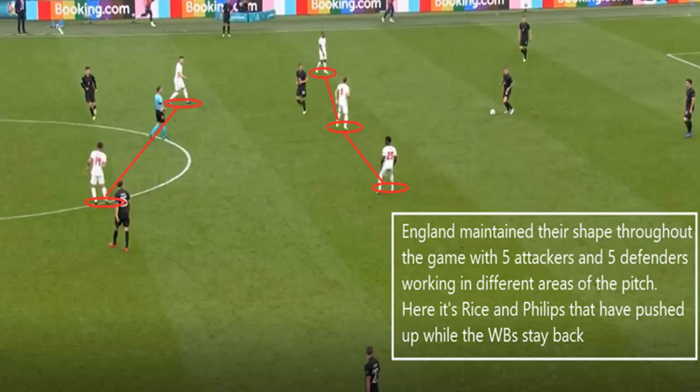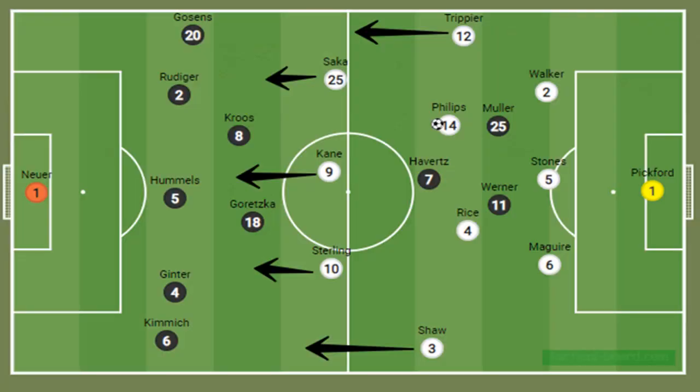England maintained their shape throughout the game with 5 attackers and 5 defenders working in different areas of the pitch. This time Rice and Phillips have pushed up and the wing-backs are staying back, covering the space in front of Germany's wing-backs. When in possession, England would look to get their wing-backs forward and push their forwards up into central areas around Germany's centre-backs, and this would force Germany to bring back their wing-backs.